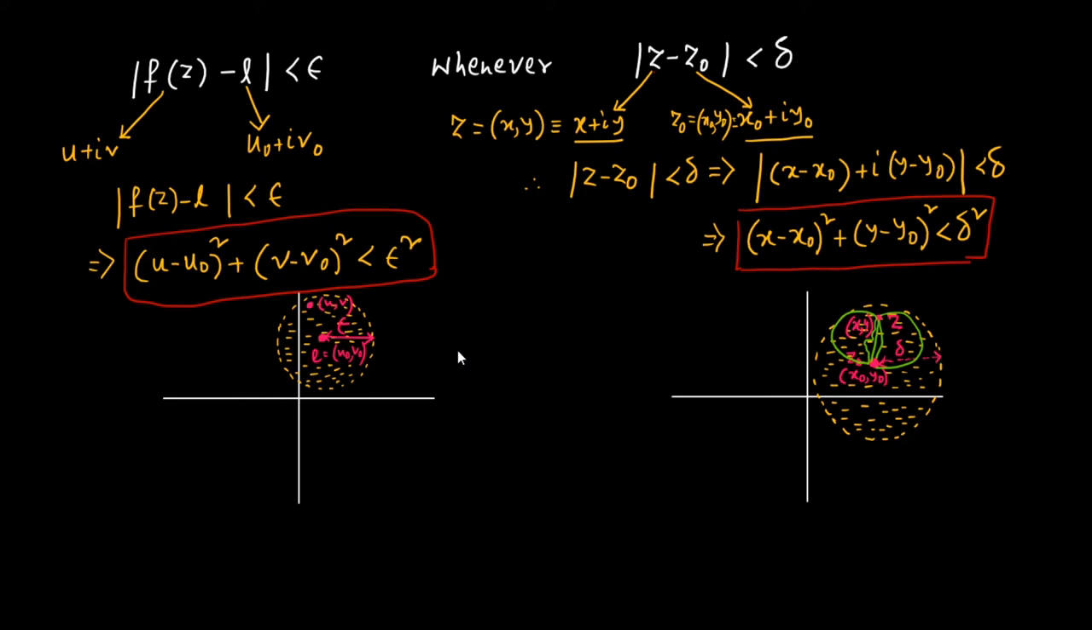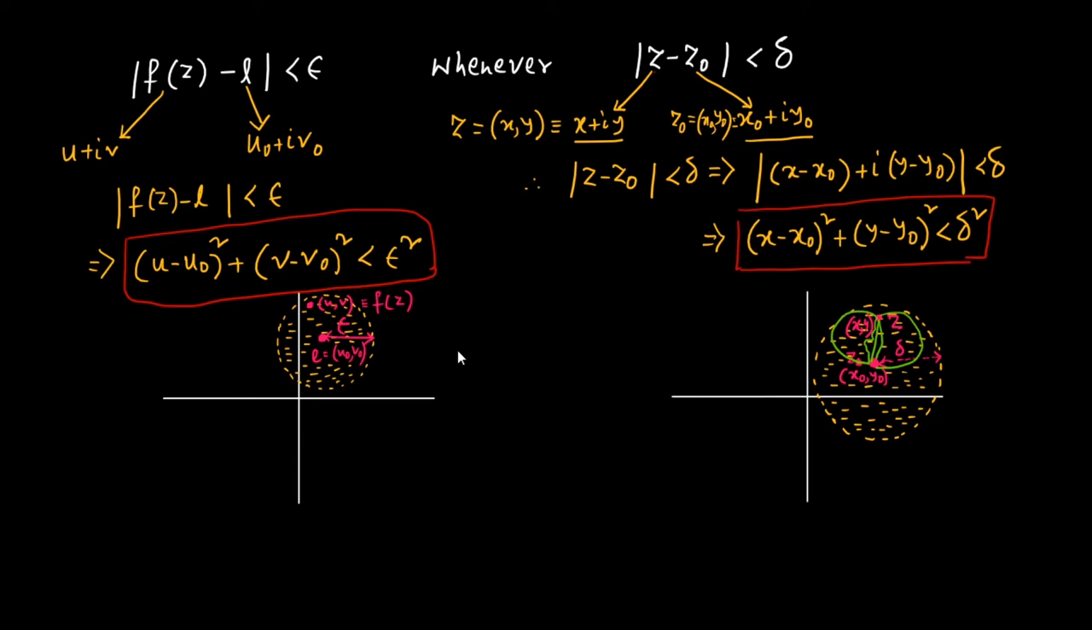Actually, how the plots will look depends on the specific function given. So let us suppose that UV here is lying here. That means f(z) is actually UV. I told you that you can represent a complex number either as an ordered pair or in terms of the u plus iv notation. So this is my UV.